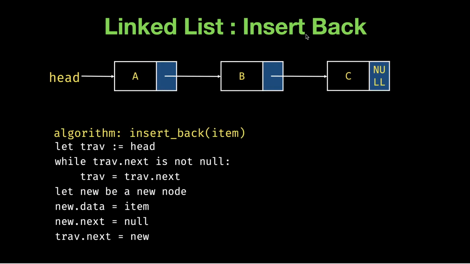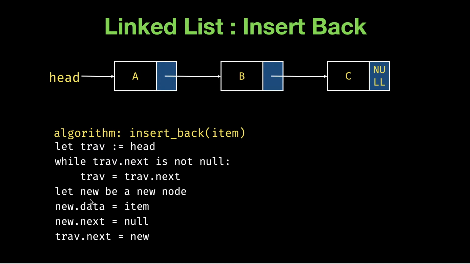So let us see how we can insert at the back of the linked list. The algorithm is, we first consider a new pointer, trav, that will point to the head, and we traverse through each node of the linked list until we find that trav.next is null. That means we go to the last element of the linked list.